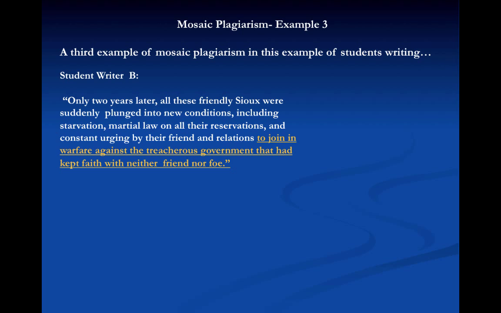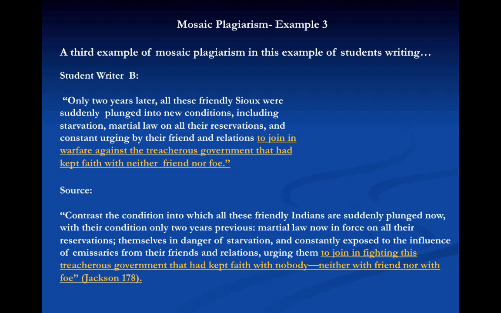In this third example of mosaic plagiarism, pay attention to the section in yellow. Again, the writer has borrowed a phrase from the source, seen here at the bottom, almost word for word. The original reads, contrast the condition into which all these friendly Indians are suddenly plunged now, with their condition only 2 years previous. Martial law now in force on all their reservations, themselves in danger of starvation, and constantly exposed to the influence of emissaries from their friends and relations, urging them to join in fighting this treacherous government that had kept faith with nobody, neither with friend nor with foe.